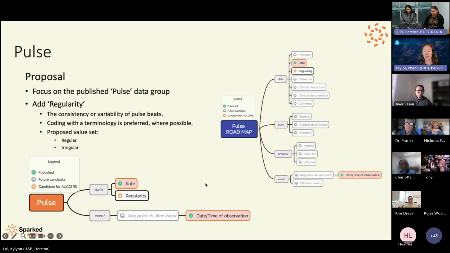And I think it's really important for us to have a little bit of a discussion around pulse versus the heartbeat, and we know that they're different clinically, but we kind of felt that this was where the regularity data element and that proposed value set would sit quite nicely because it's already nested within the pulse data group. So next slide, Kylin.